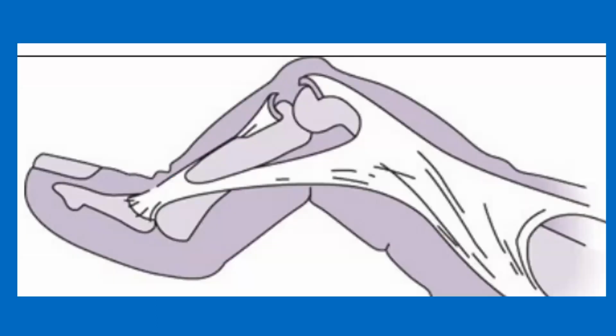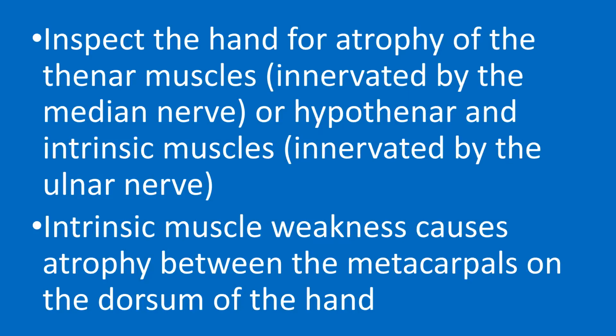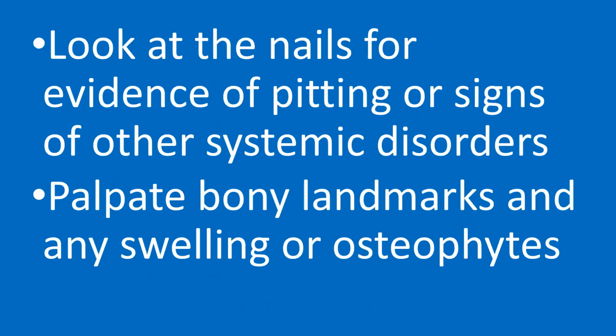You have to know about the boutonniere deformity. Inspect the hand for atrophy of the thenar muscles innervated by the median nerve, and this you have to think of as carpal tunnel syndrome, or hypothenar and intrinsic muscles innervated by the ulnar nerve. The intrinsic muscle weakness causes atrophy between the metacarpals on the dorsum of the hand. Look at the nails for evidence of pitting or signs. This can occur in psoriasis.